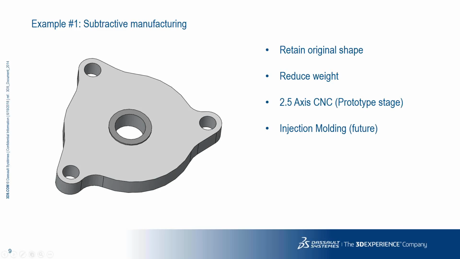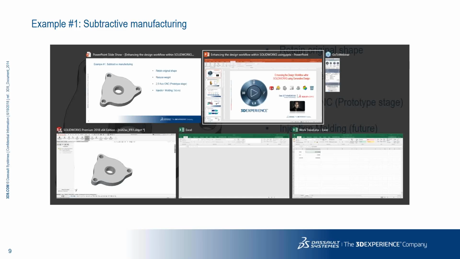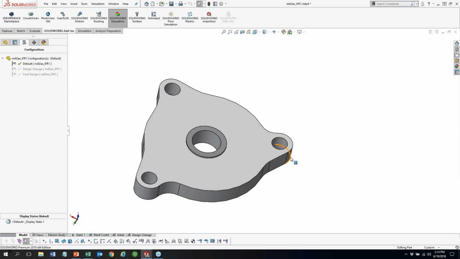So the example that I have today is a very simple bracket, but it does have a unique shape to fit its fixtures. Now, because of its unique shape, we want to try to retain its original shape. We're trying to reduce weight. That's our goal here. We have to be able to machine this on a 2.5 axis CNC machine, because we are in a prototype stage. So perhaps we're doing this in-house. And we need to consider the fact that down the road, we might want to injection mold this part.